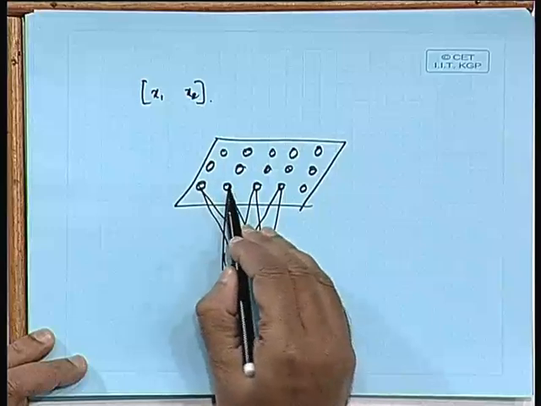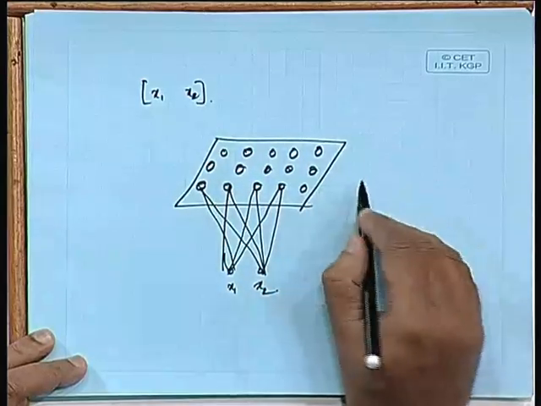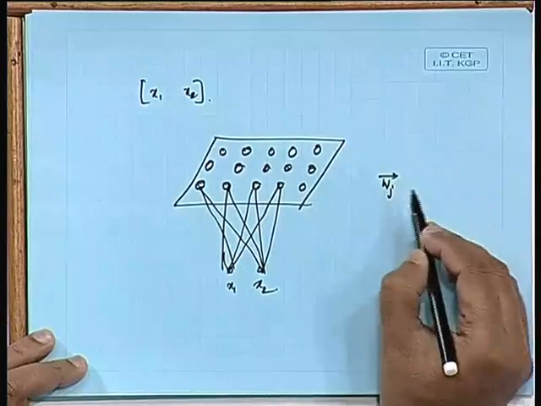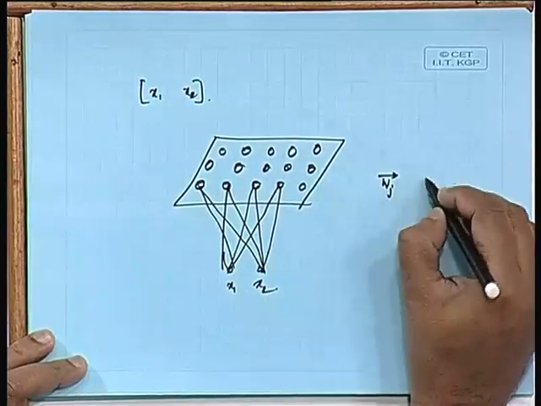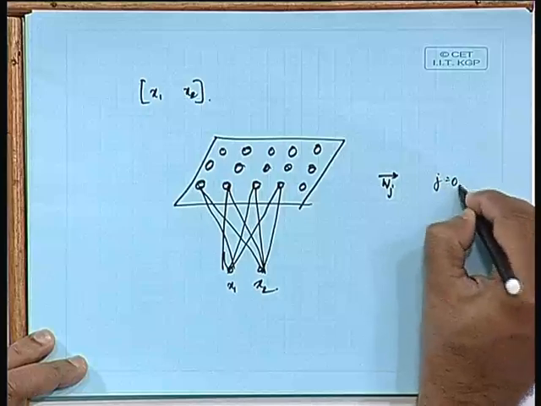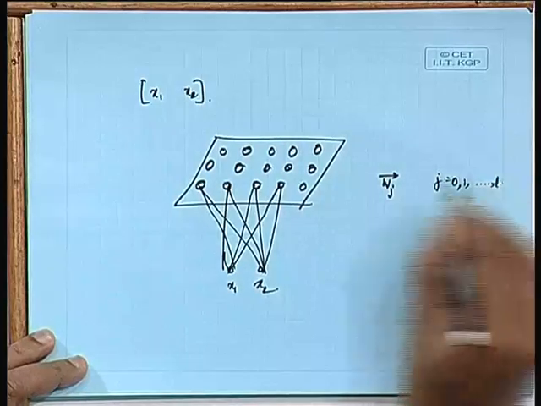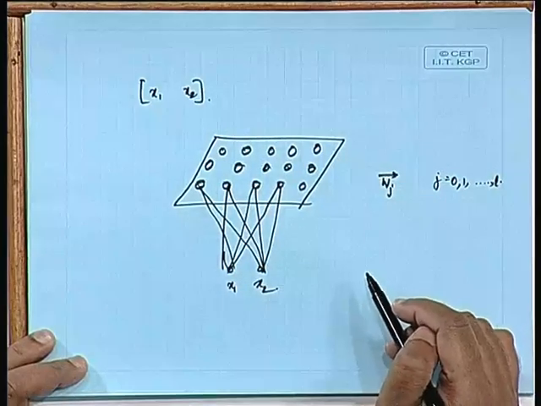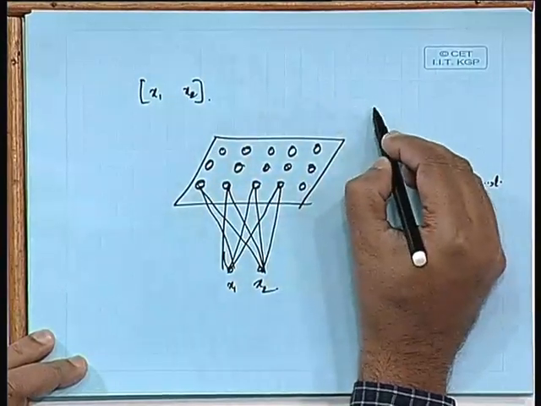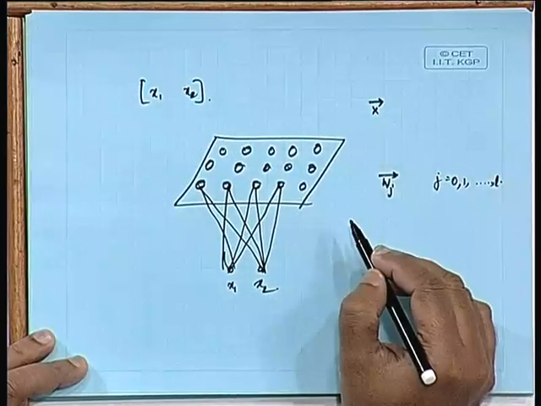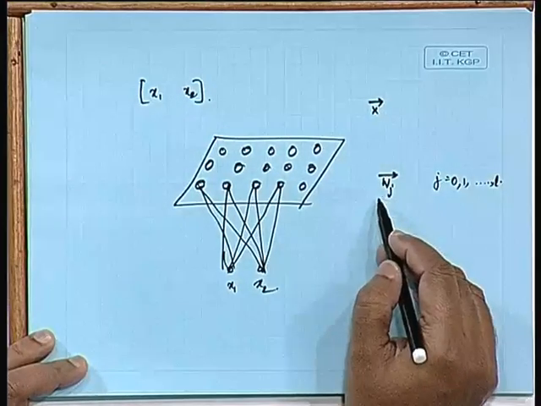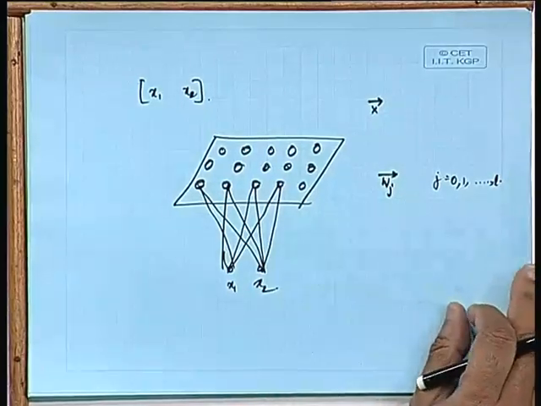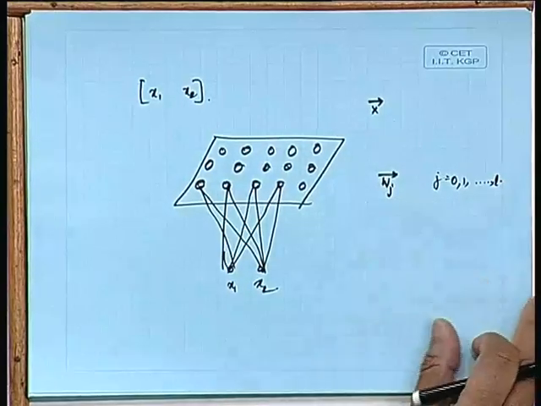With each of these output neurons there will be a two element vector wj, where j is equal to 0, 1 up to L, where there are L neurons in this output layer. So, the input x vector has two elements, and the wj vectors individually are all two elements. Let us try to visualize this picture.